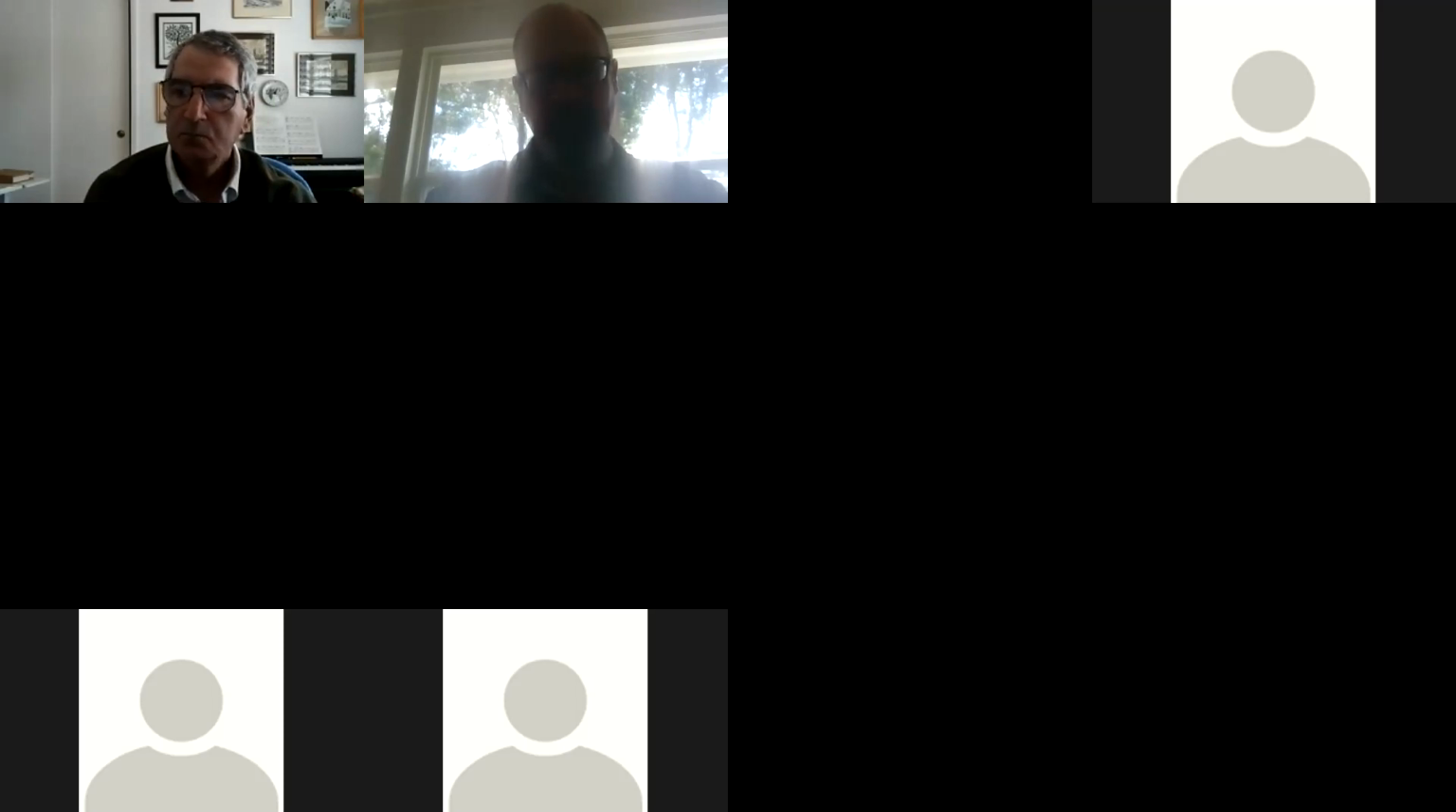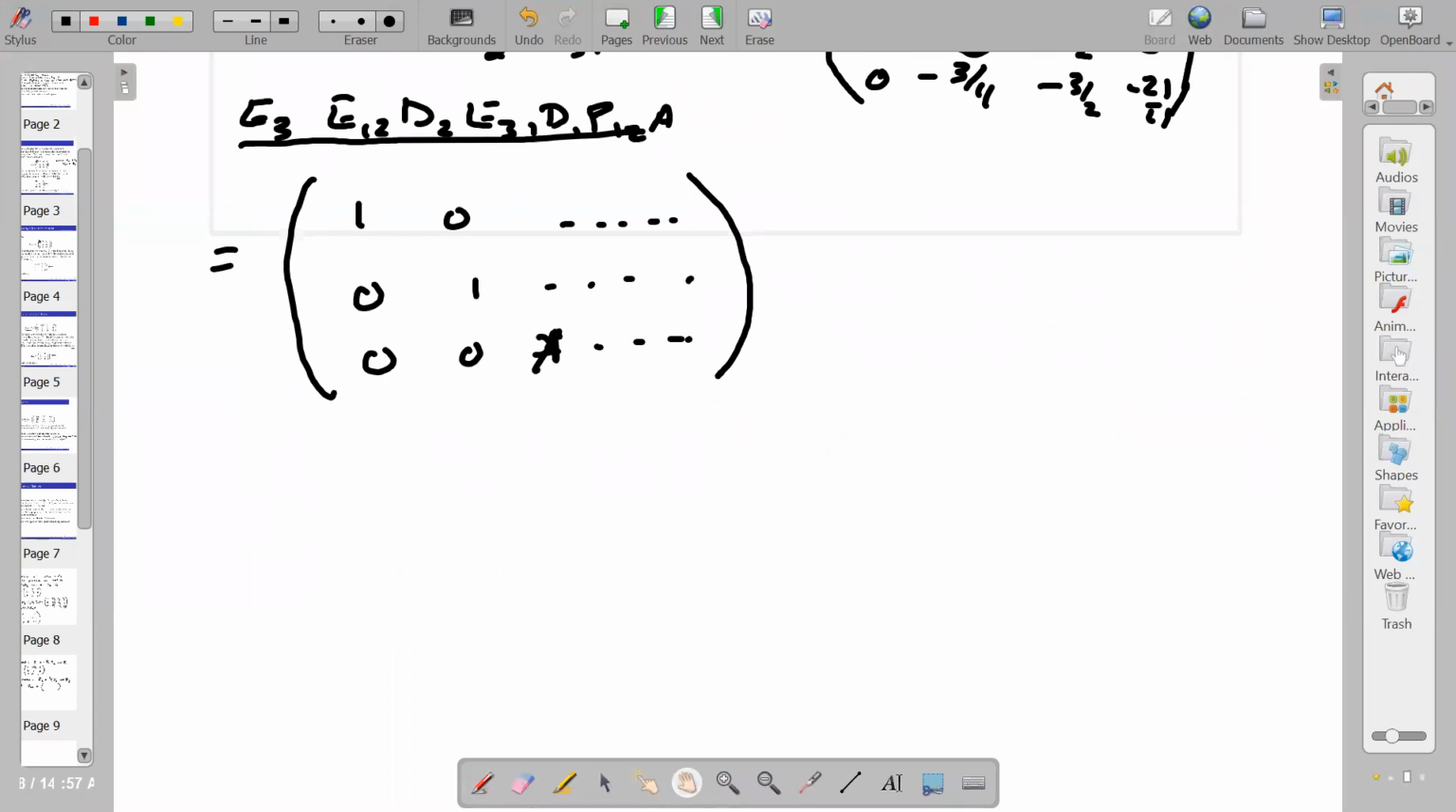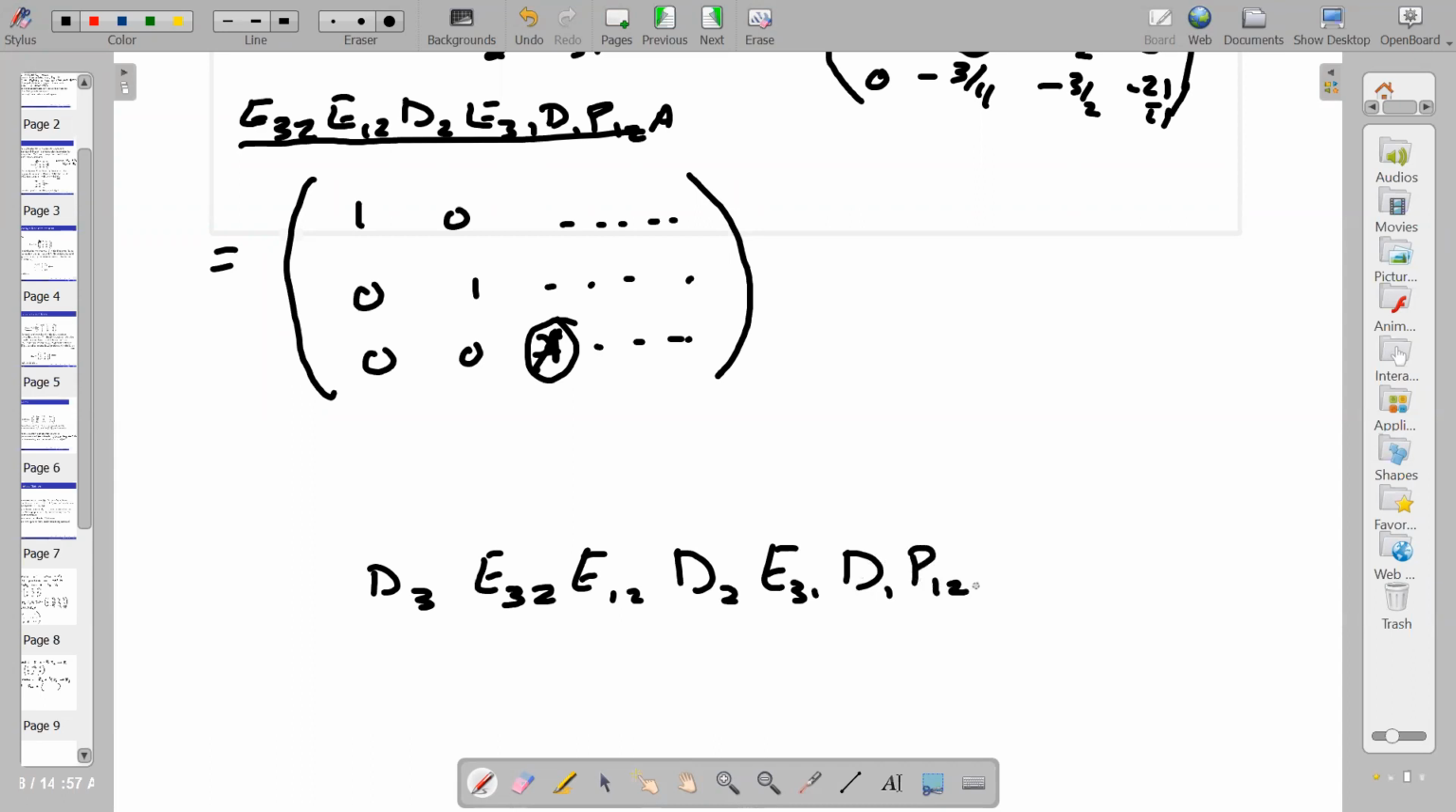So let me write down one or two more things just to sort of finish up. So this guy right here looks like this. If you wanted to go further, and if you happen to know what was right there, it would probably not be equal to 1. And so if you look at the matrix, I'll write this as D3. So it's supposed to be E32, E12, D2, E31, D1, P12A.